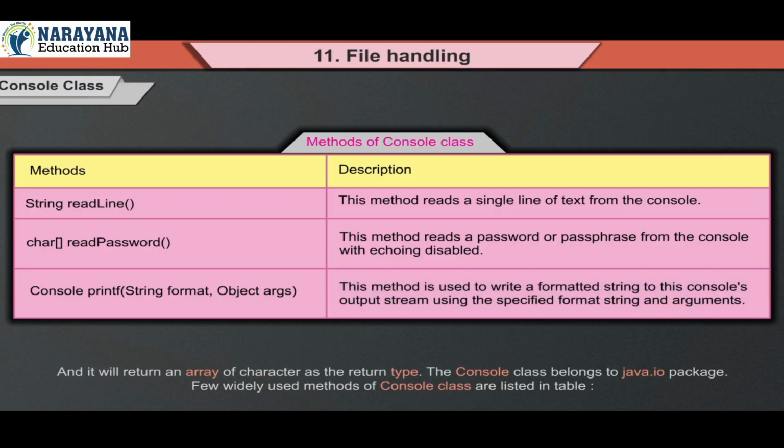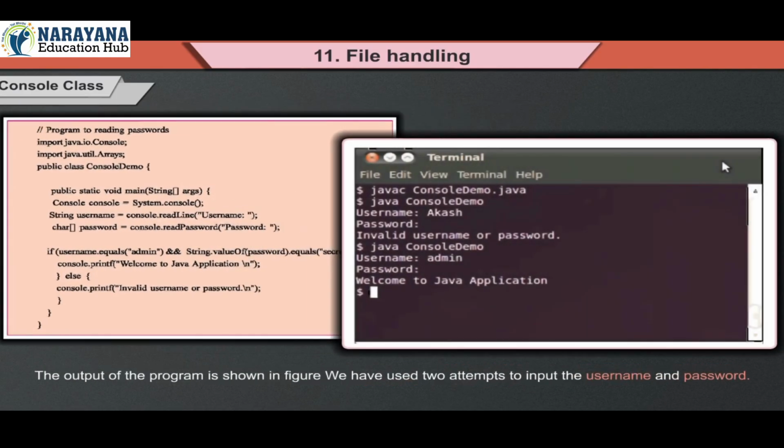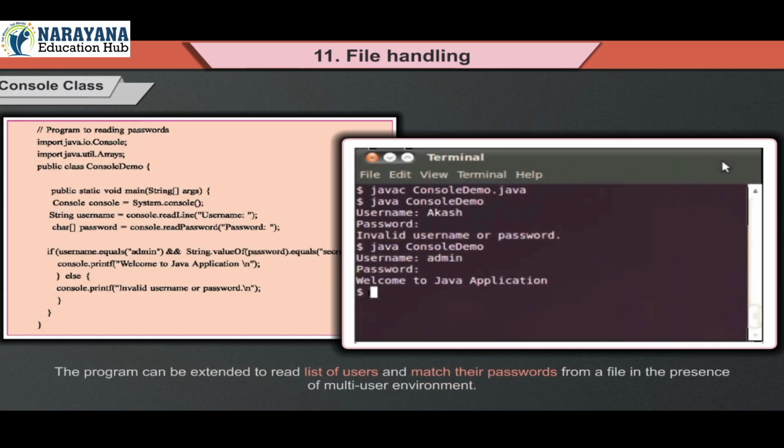The program shown in code listing demonstrates the use of Console class to read username and password. Further, it validates whether the username and password are correct or not. The output of the program is shown in figure. We have used 2 attempts to input the username and password. In the first attempt, the username is false, and that is why we get an invalid username message. In the second attempt, we entered the correct username and password. The program can be extended to read a list of users and match their passwords from a file in the presence of multi-user environment.